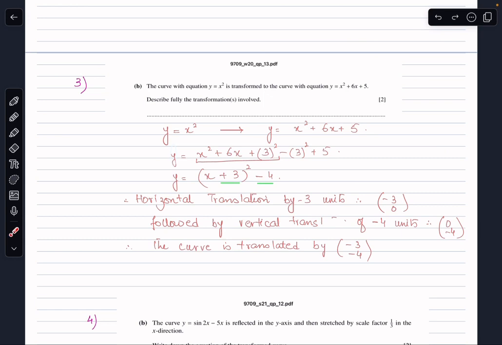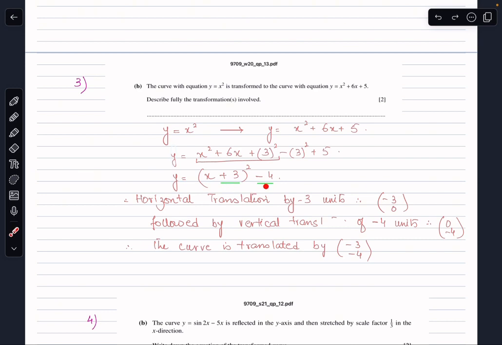There is also a video on the completing the square method in the quadratics chapter, so you can refer to that if you want. So this is x squared plus 6x, which becomes x plus 3 the whole squared. Minus 3 the whole squared will give you a minus 9, and minus 9 plus 5 will give you a negative 4.